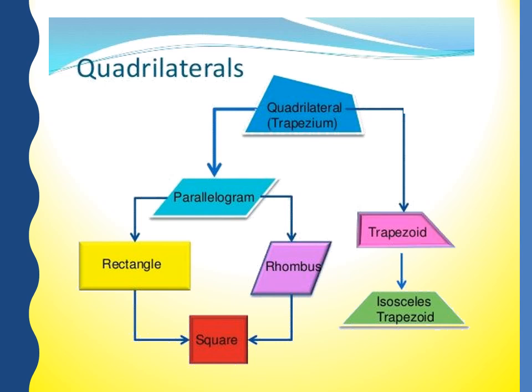According to this classification, the first special quadrilateral is the trapezium or trapezoid. A trapezoid has only one special feature: it has only two parallel sides. From it, the isosceles trapezium has two parallel sides and two opposite equal sides.